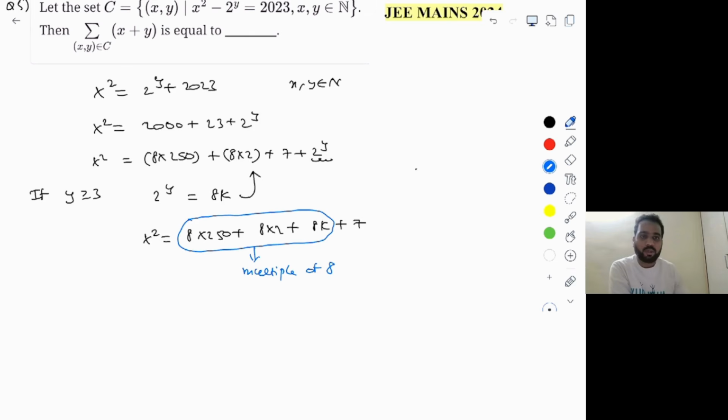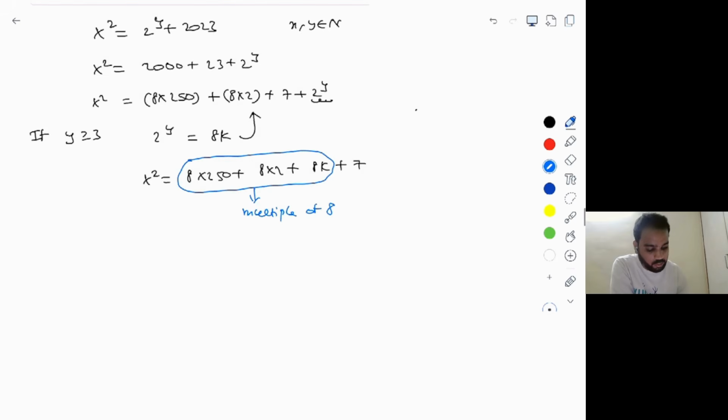So which means here on the right hand side, it will always be some 8 multiple plus 7. So if I try to divide the right hand side by 8, it will always give you remainder 7. Let me write down that: if RHS is divided by 8, remainder is always equal to 7.